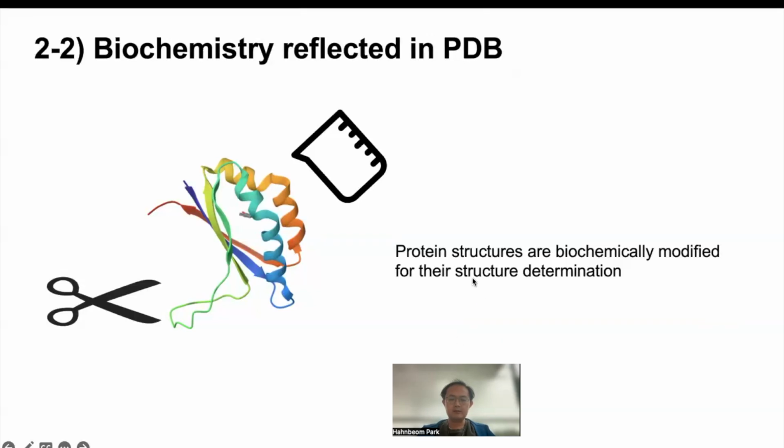Experimentalists introduce many different biochemical modifications in order to build crystals, purify their structures, or tag what protein it is, and so on. And this kind of modification to protein sequence or structures definitely influences the protein structure. Biochemists try their best not to change the original structure, but you have to interpret what these modifications are when you're using it.